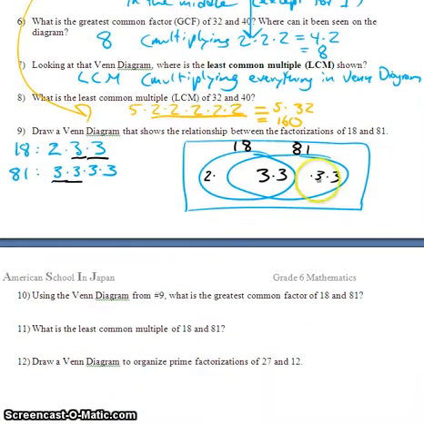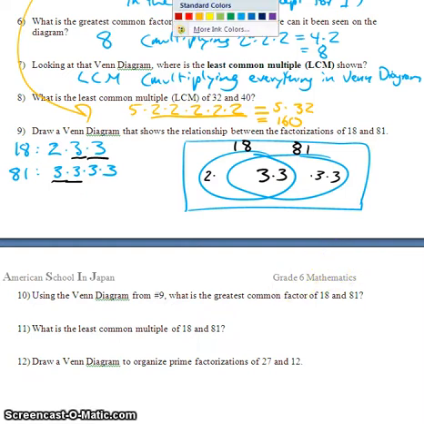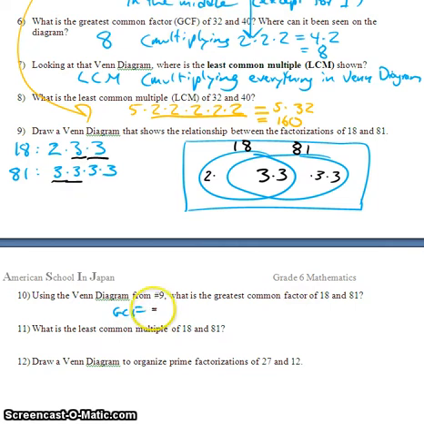It says, using that Venn diagram, what's the greatest common factor? Well, we know that greatest common factor is whatever's in the middle here. So that equals this stuff here. 3 times 3 equals 9. 9 is the greatest common factor of 18 and 81.